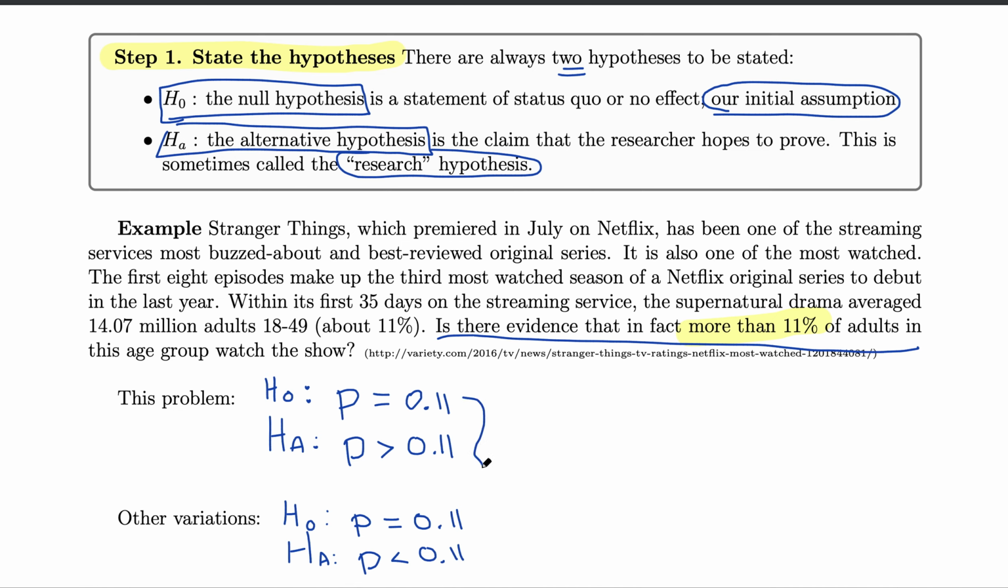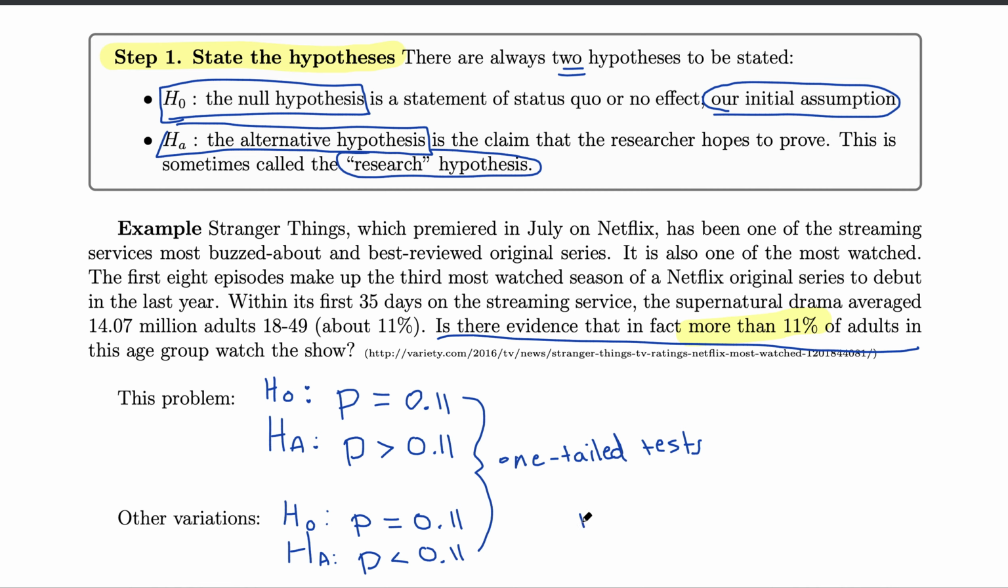These two variations have a specific name. They're often called one-tailed tests, or one-sided tests, because our research question has one specific direction, in one case greater than, in this case less than. So one-tailed test because I have one specific direction my research question is in.